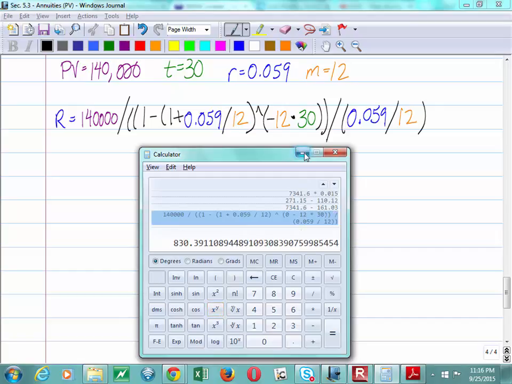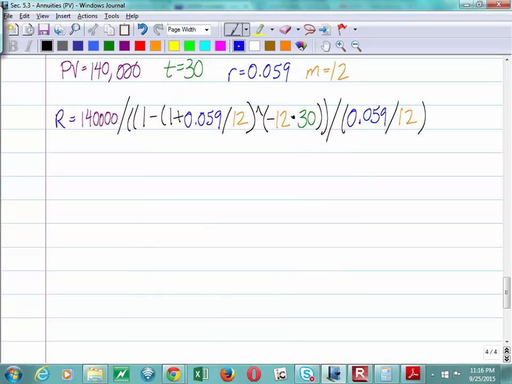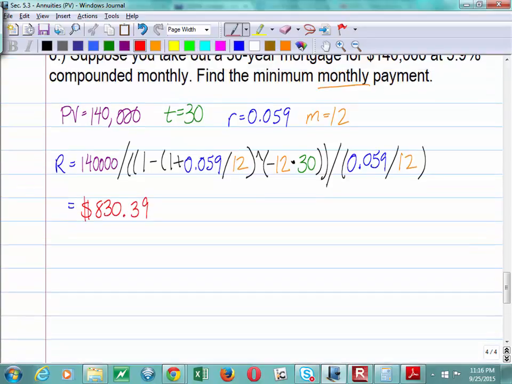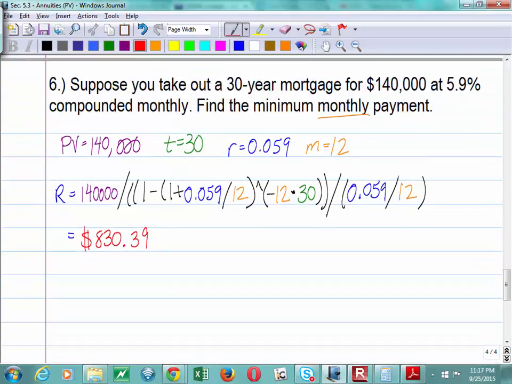Alright, $830.39. So that's not so bad. Although, by the way, it doesn't include your taxes and insurance and all that stuff. That's just your principal and interest payment. So that's your payment. But now you gotta check this out.